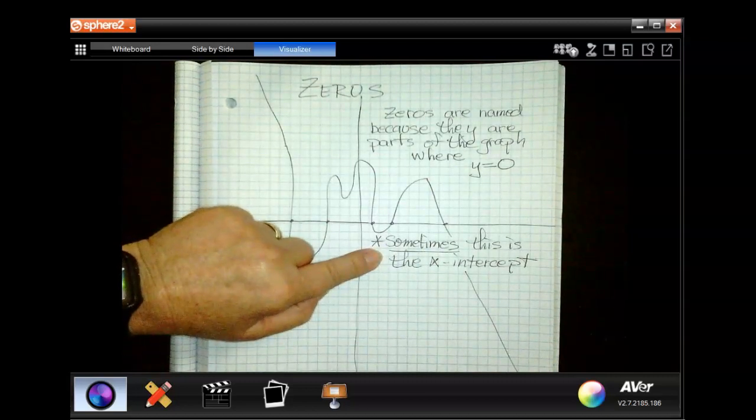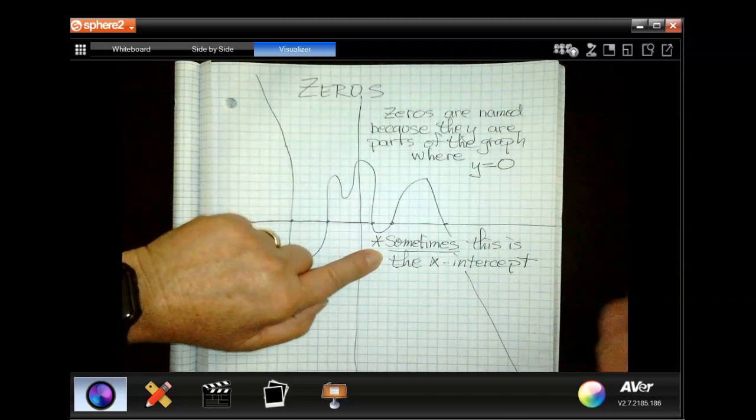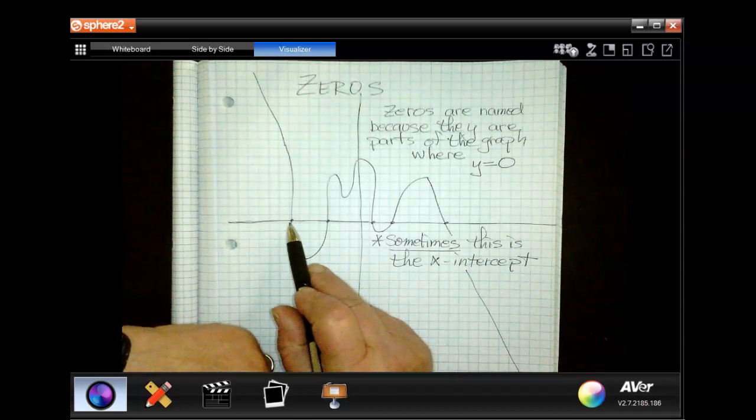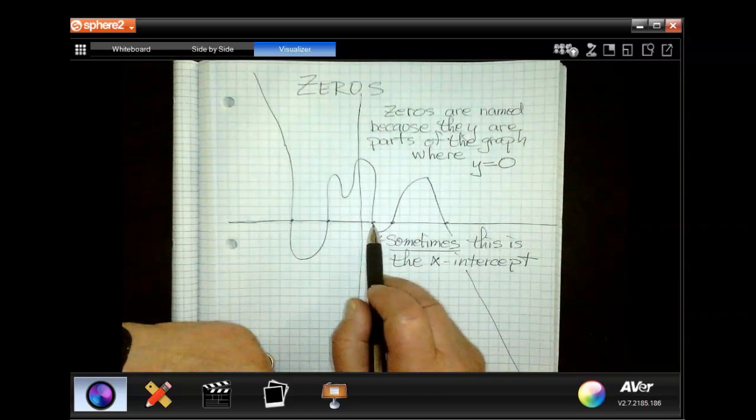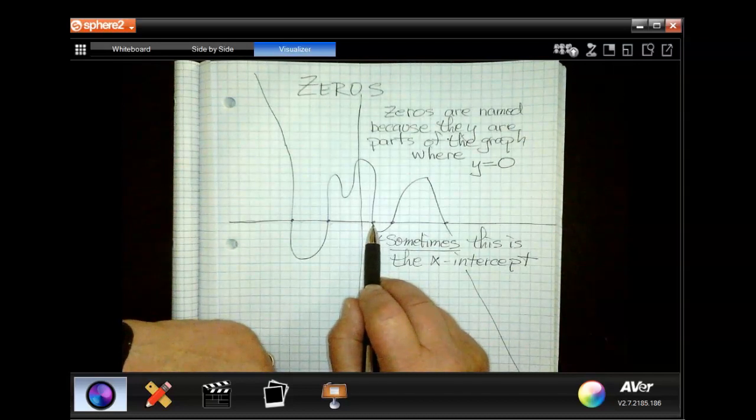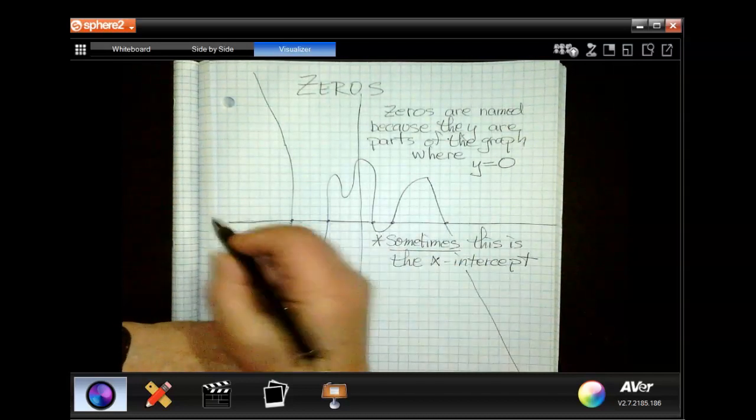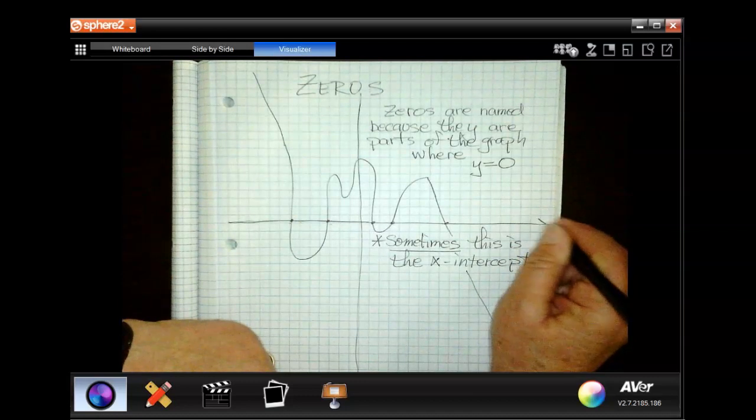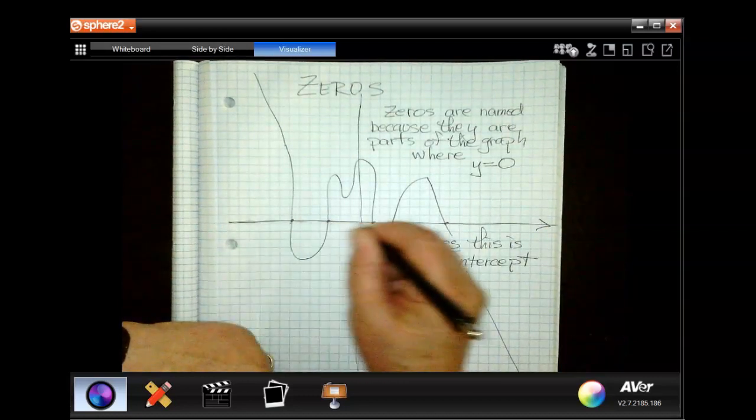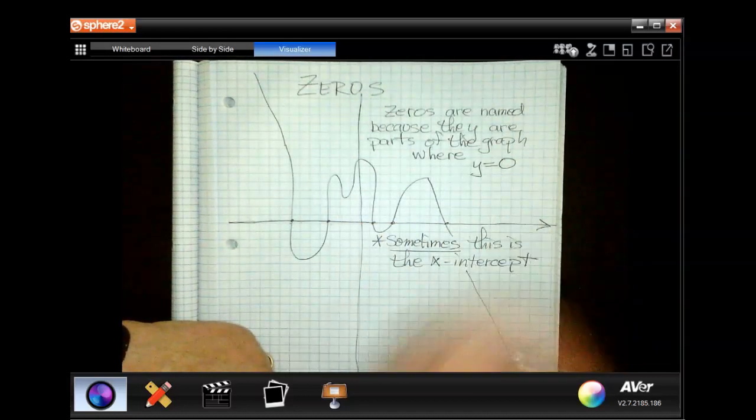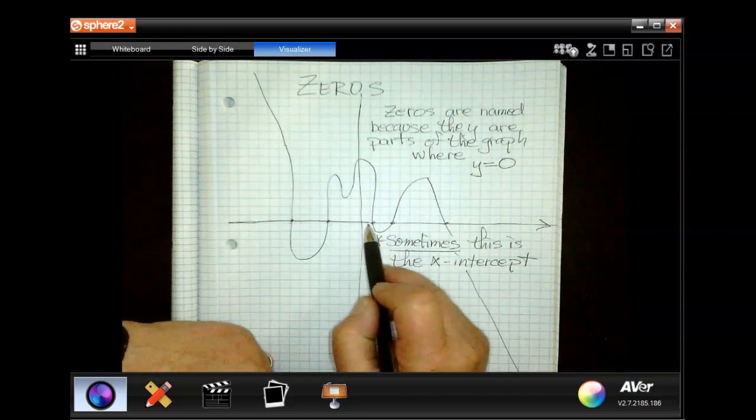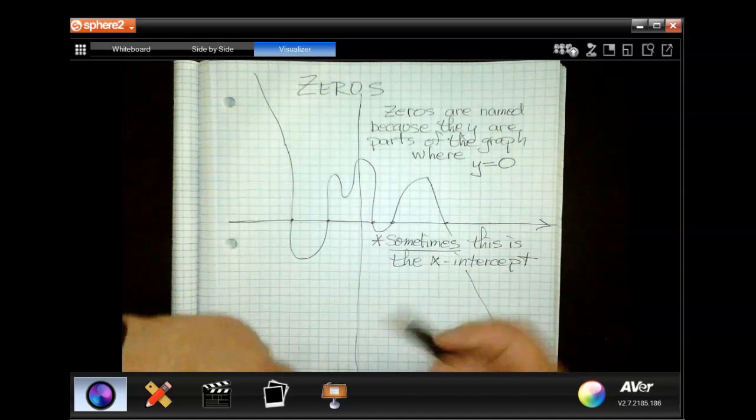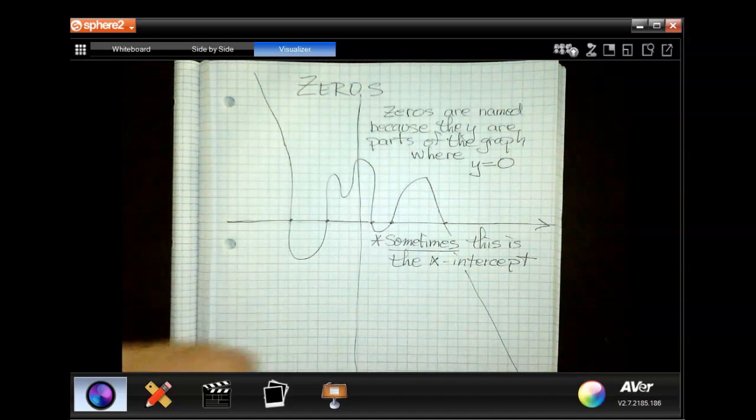Sometimes this is the x-intercept. And this is an example of the sometimes that your 0 is the x-intercept, because you should know by now that anywhere on the x-axis, the coordinate for y for all of these points is 0. Okay? Let's look at Desmos.